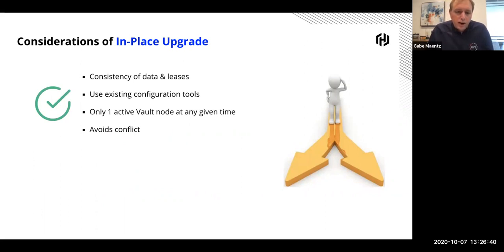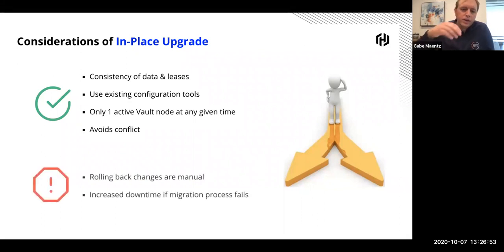We can do one active Vault node at any given time. If you've already got a server with an IP and a DNS entry for it and all of those things, it's all on the same server. So this idea of a conflict is really kind of avoided.